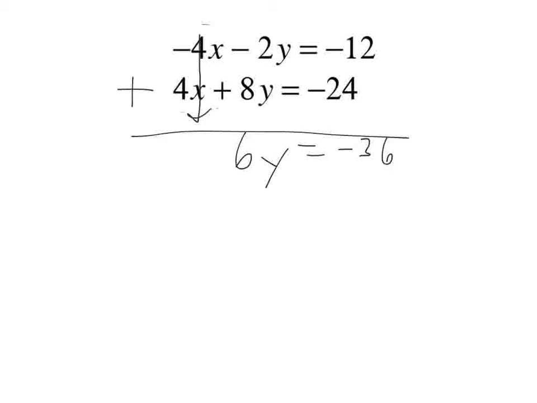This now is an equation that I can solve. If you have more than one letter, you can't solve it. So elimination is a way to cancel out one of those two variables, one of those two letters, to find out what your answer is. So I would simply divide by 6 and divide by 6, and I would find out that y equals negative 6.